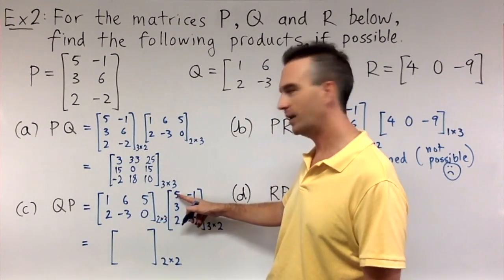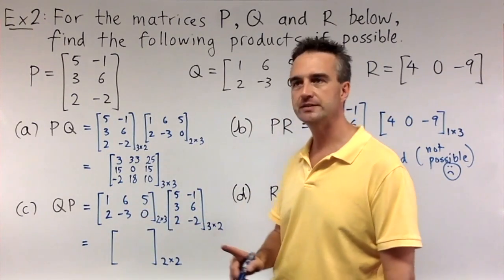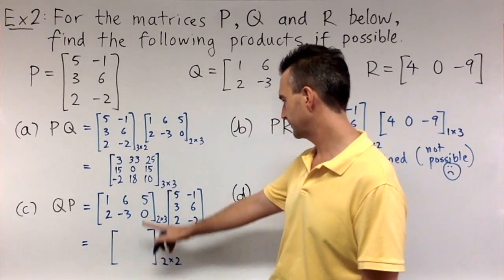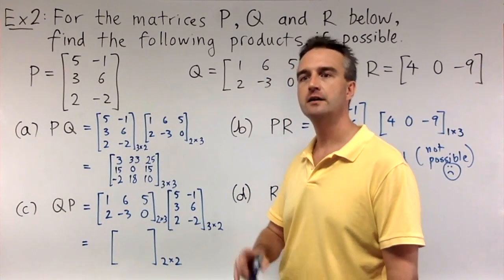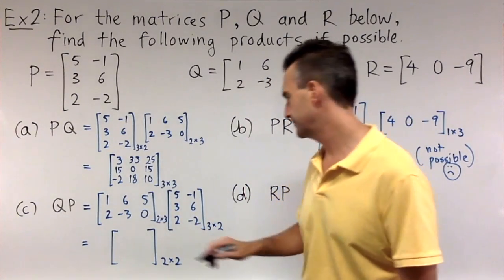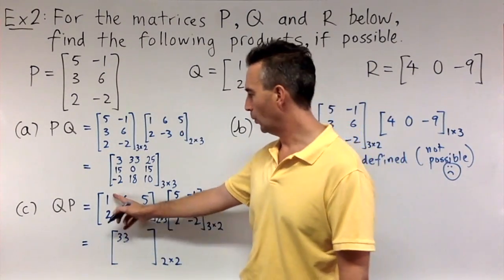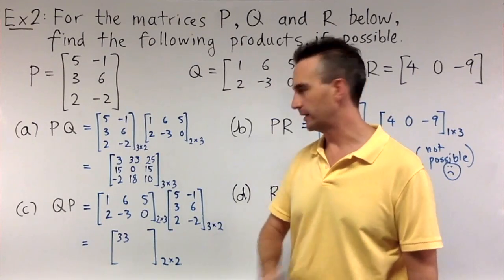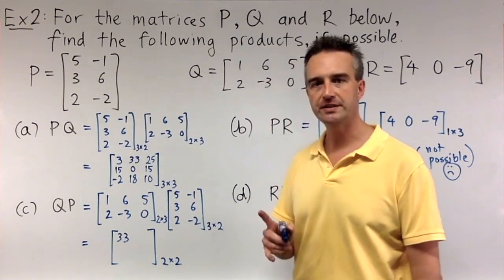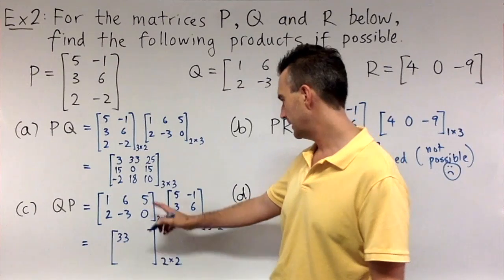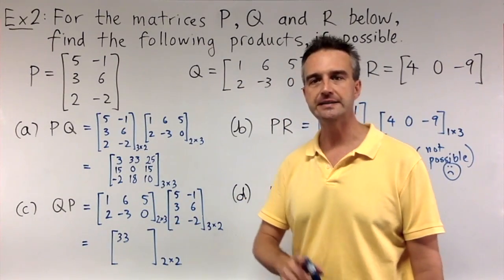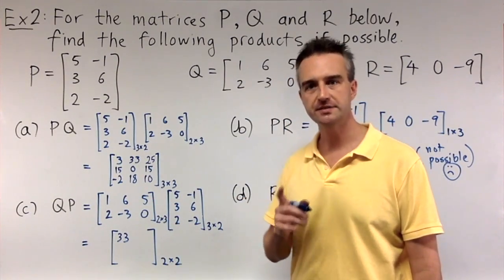1 times 5 is 5. 6 times 3 is 18, giving 23. 5 times 2 is 10. 23 plus 10, 33. Next one. 1 times negative 1, negative 1. 6 times 6, 36, giving 35. And 5 times negative 2 is negative 10. 35 minus 10, 25.